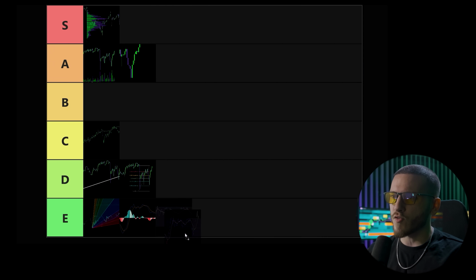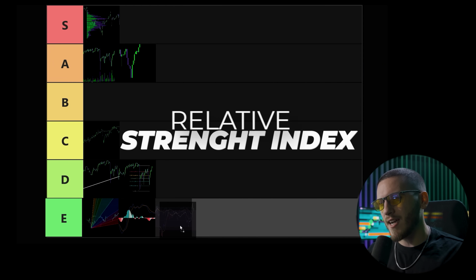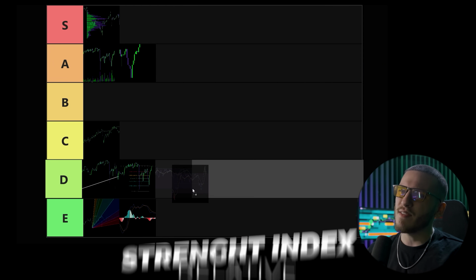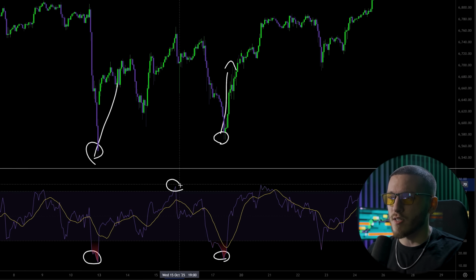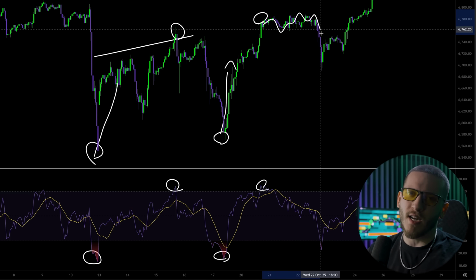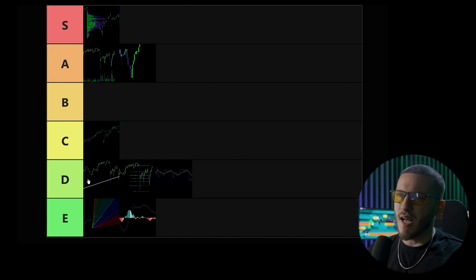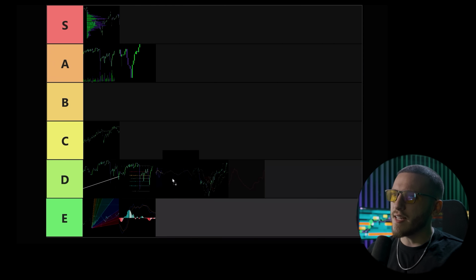Same thing, by the way, goes for the RSI. But for the RSI, you know what? I might give it D tier just to be slightly more generous, because it's just a metric of relative strength. No serious quantifiable edge in using the RSI. So absolutely D tier.